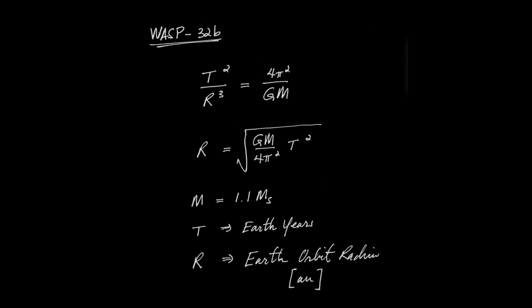What that does for you is it's going to give you your answer for R in terms of Earth radii, that is the radius of the Earth's orbit around the sun, which is called an AU. So, if you use the mass as 1.1 times the mass of the sun, and you use the time period in this equation as the time period of the planet divided by 365, and you remember to cube root it instead of square rooting it, you'll get the radius of WASP-32b in astronomical units, otherwise known as AU.